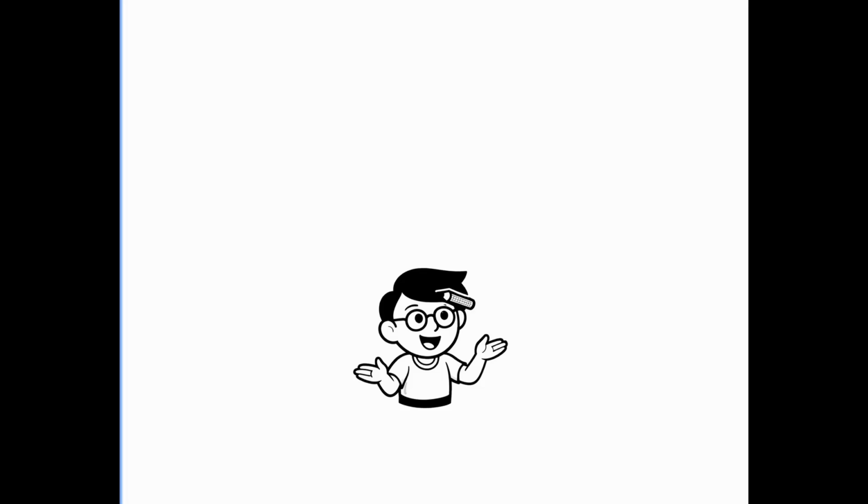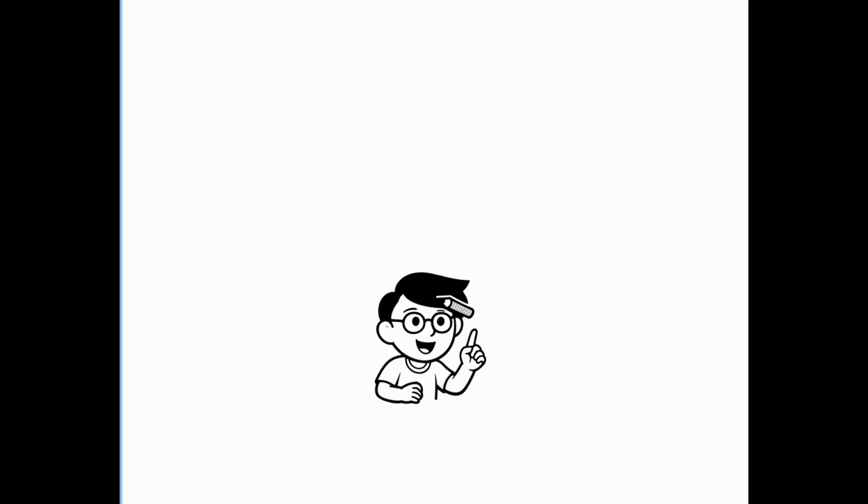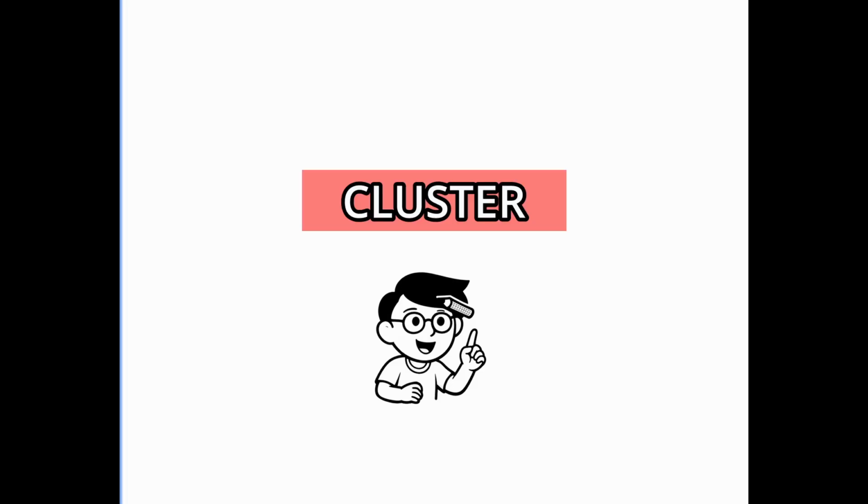Today, let's learn about how Elasticsearch works internally: clusters, nodes, shards, replicas, and all the other components. Before we talk about shards, replicas, or performance, we need to understand one core idea. Elasticsearch never runs as a single thing, it always runs as a cluster. So what does it actually mean?